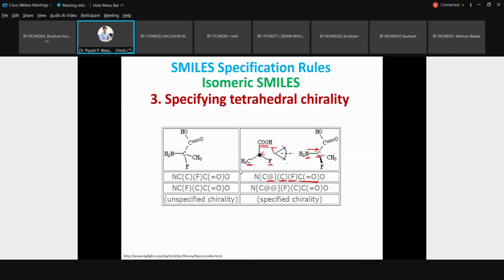Okay, suppose now I want to use the clockwise direction representation. So from fluorine I am going to start, and this is how it should go. From nitrogen you are looking at the carbon center, and this is your chiral center, so you have to mention the clockwise. This is @@, meaning clockwise you are representing.